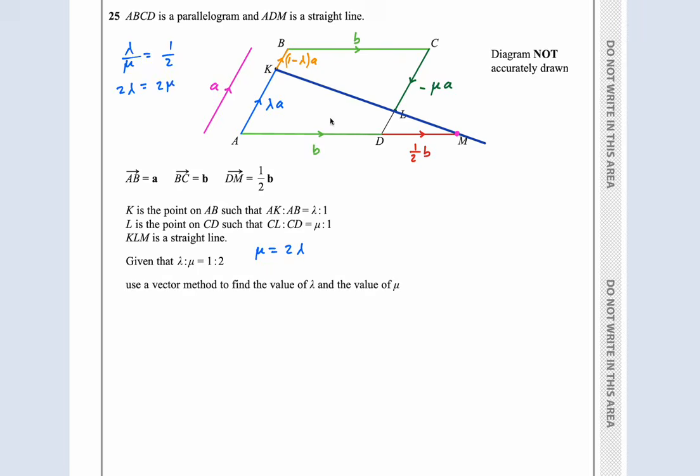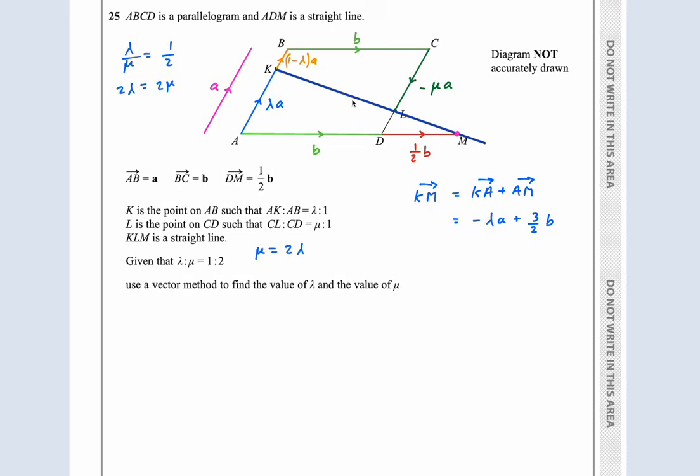Okay, right, let's get our KL. No, sorry, we'll start with KM. So KM, the easiest way to get from K to M is to go down this way and across this way. So I'm going to do KA plus AM. KA is minus lambda A because I'm going against the arrow, plus B plus a half B, which is 3 over 2 B. That's just 1.5, 3 over 2 B. So that's KM, from here to here.